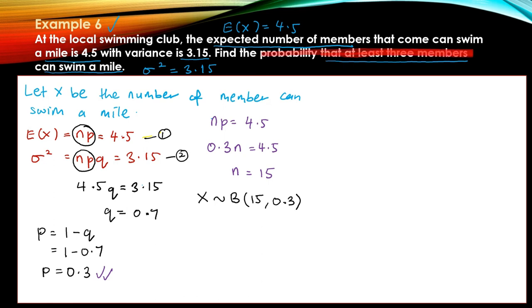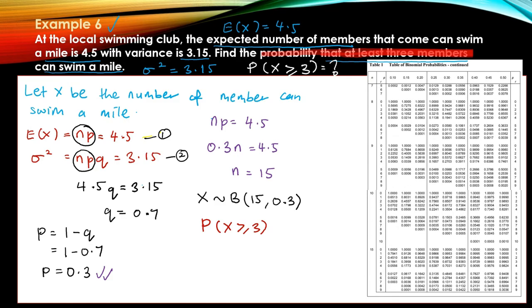Okay? The question asks you to find the probability that at least 3 members can swim. From these sentences, we will have P(X greater than or equal to 3). This is what the question wants you to find. Since the inequality is greater than or equal, we can read from the table, because the table given is for inequalities greater than or equal.